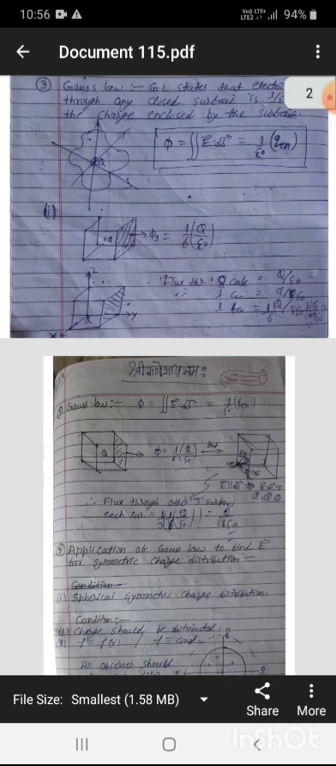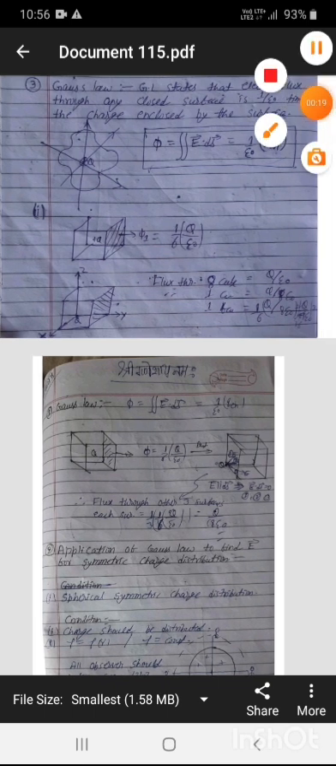Hello, we are going to talk about Gauss law. Gauss law in electrostatics states that electric flux through any closed surface is 1 upon epsilon naught times the charge enclosed by the closed surface. Mathematically, it is given as phi equal to closed integral of E dot ds. Remember, we have taken a double integral because integration is over the entire area, over the closed surface of area.